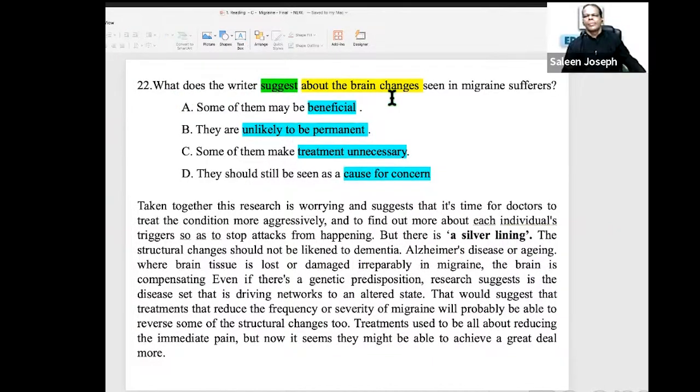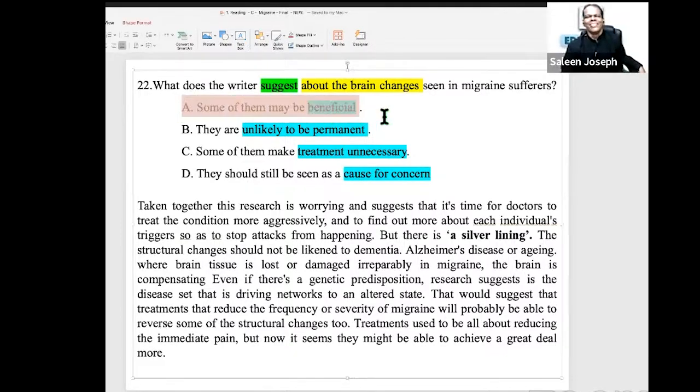Now what does the writer suggest about the brain changes seen in migraine sufferers? Already we have read this paragraph. So, some of them may be beneficial? Does the paragraph say that? What is the silver lining? Migraine is good? Beneficial would mean that if you have migraine every day, three times, it will be very beneficial. No, Father. From common sense, no. You know migraine cannot be beneficial, right? Otherwise you would have been injecting some medicine and getting migraine. You have never heard of it. Okay, that's common sense.